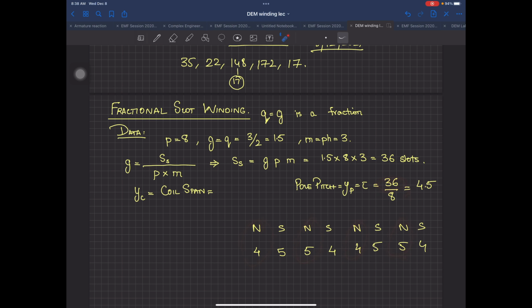So you have to maintain it something like this. Okay? So this is your symmetry for your fractional slot winding. Now, pole pitch is 4.5. In any of the notes, they have not written it as 4.5. I'm just writing it down to tell you that it is actually the average of the pole pair 4 plus 5, 9. 9 divided by 2 is 4.5.